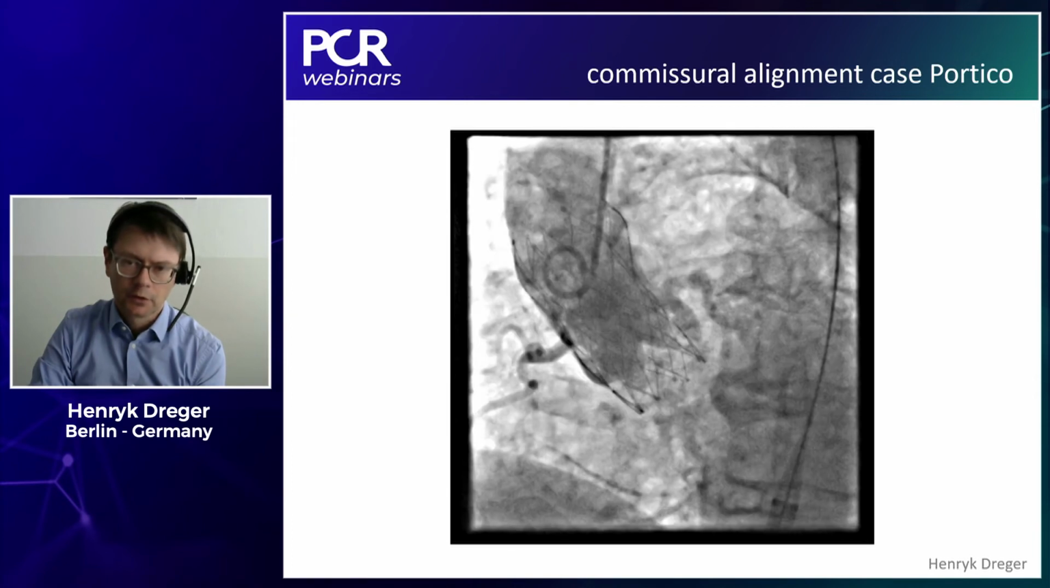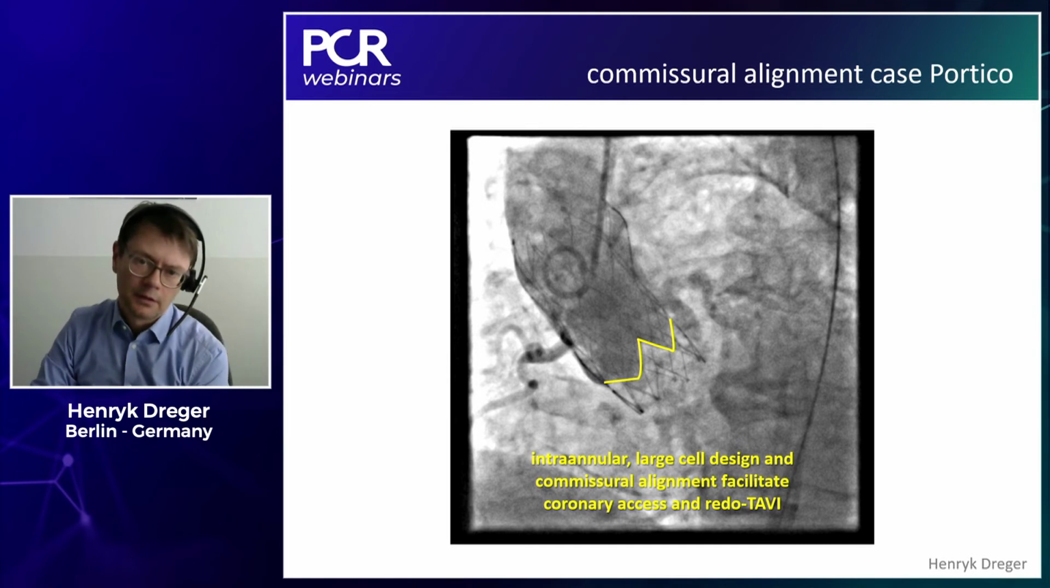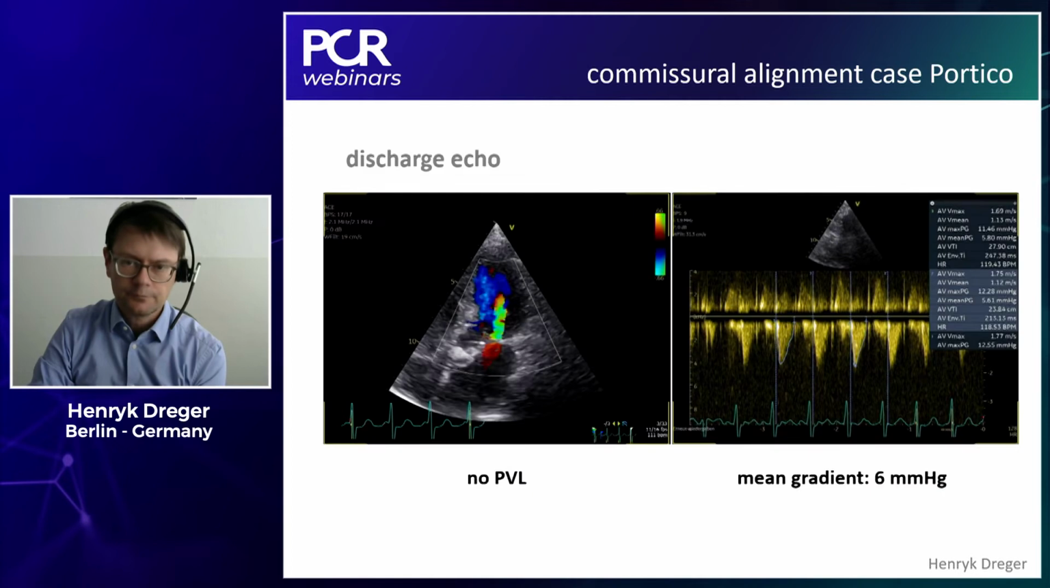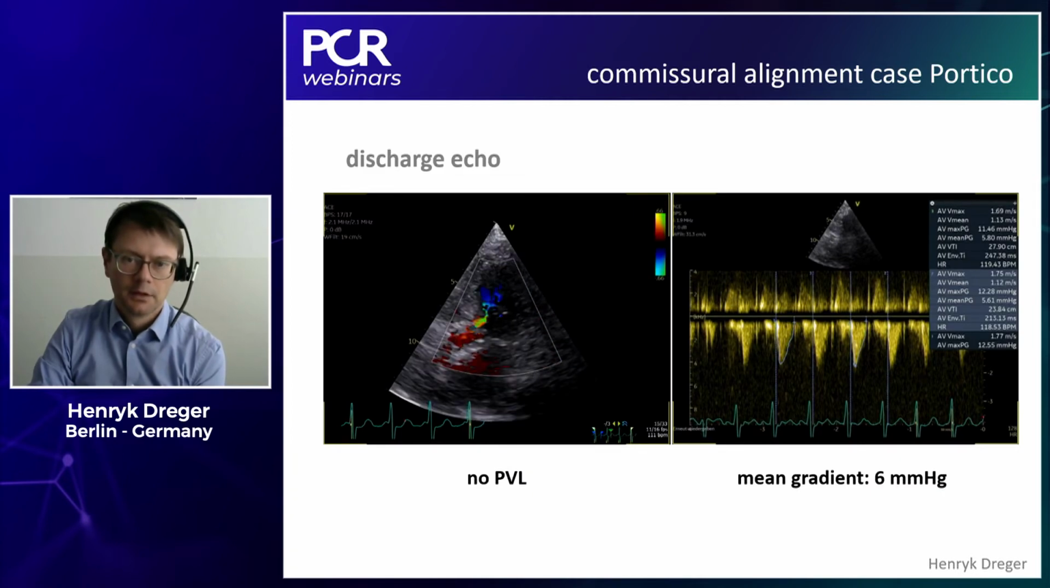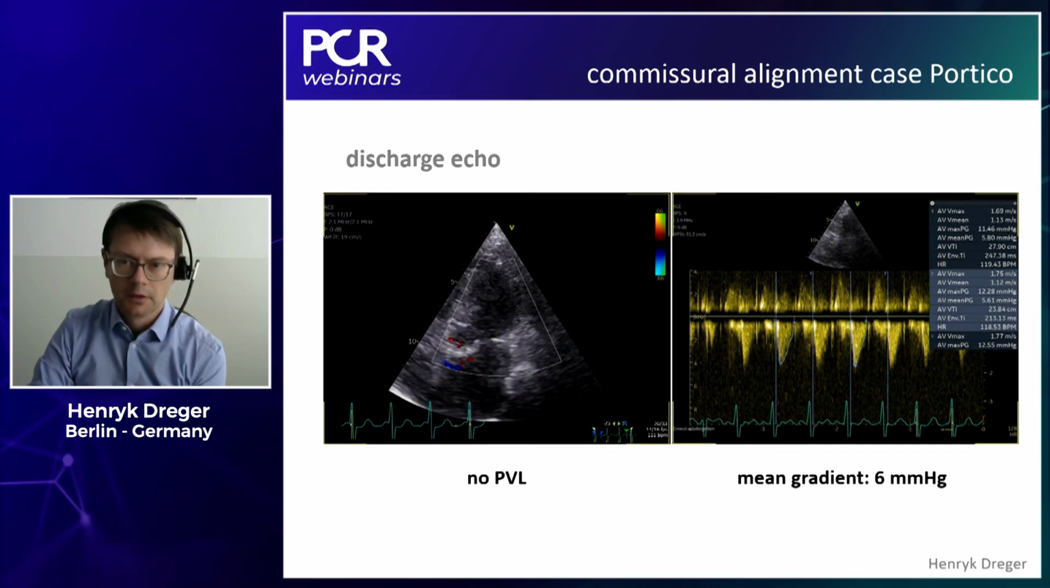But if you stop, it also shows nicely the position of the leaflets of the Portico valve, which again are intra-annular, and you can also, of course, appreciate the large cell design. This, in addition to the commissural alignment, I think will make it very easy to treat the LAD if it becomes relevant for this patient in the future. So just to leave you with a discharge echo with no PVL and a mean gradient, of course, of 6. So as expected, a very good valve function.